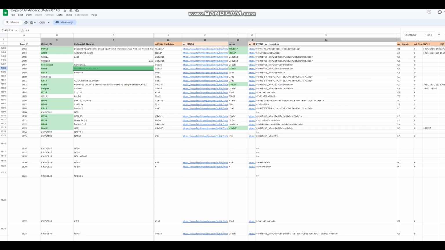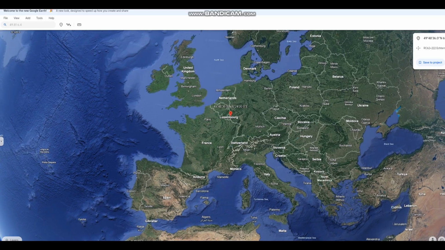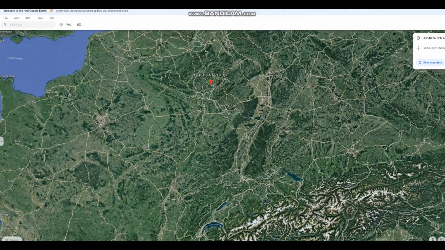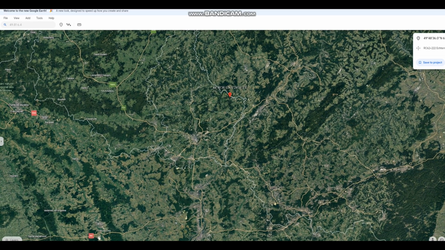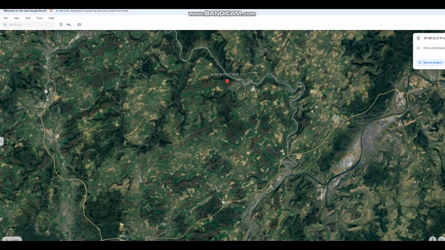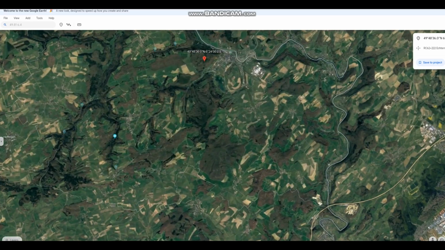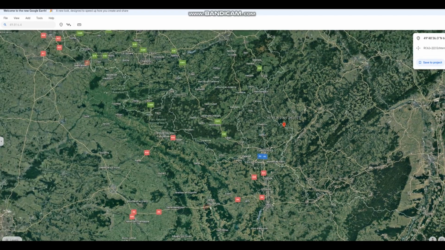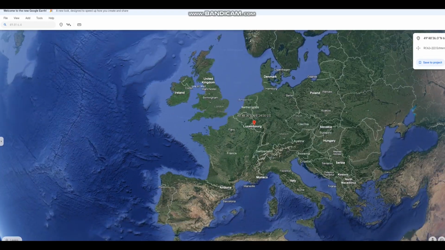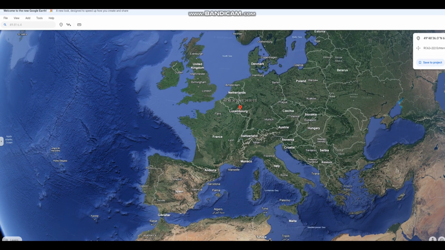So, where is he from? This is where this individual was from. I said he was from Luxembourg. Did I lie to you? I did not lie to you. Yes, he's indeed from Luxembourg, kind of close to the border of Germany, right? And yeah, that's where he's from. Now, let's go ahead and get into his results with my trait predictor.